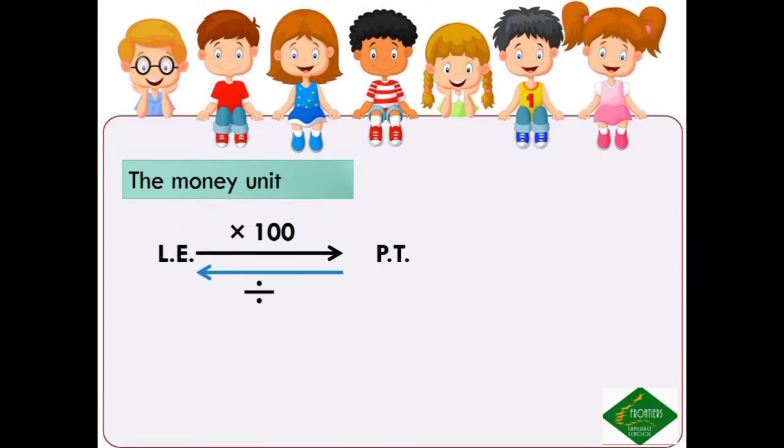The money unit. LE means pound, and PT means piasters. If I want to convert from LE to PT, I multiply by 100, and from PT to LE, from smaller to bigger, I divide by 100.